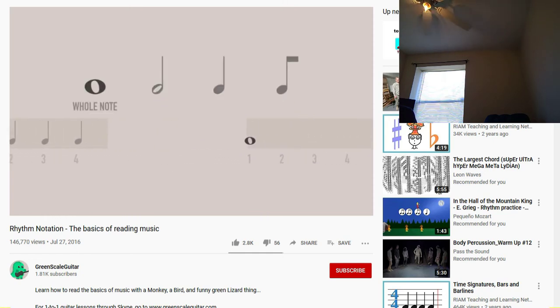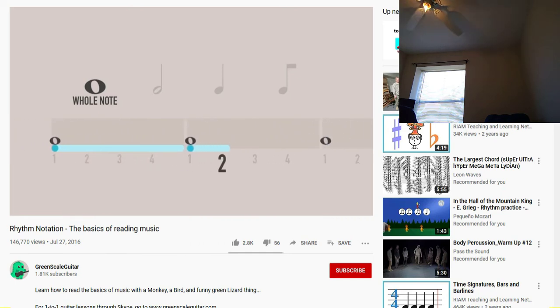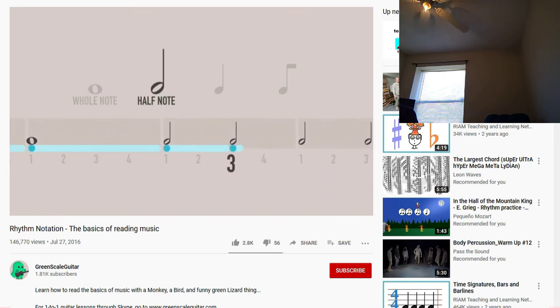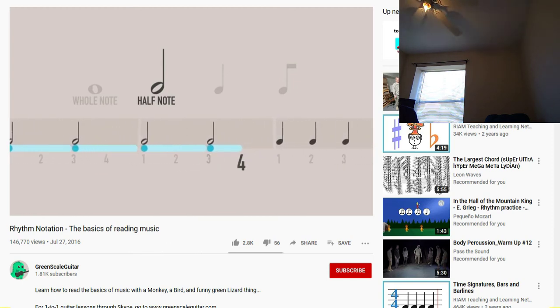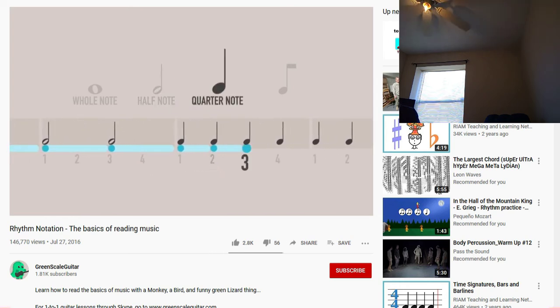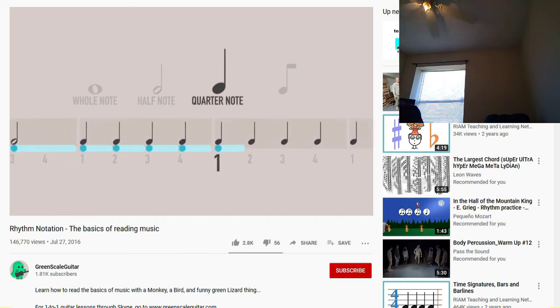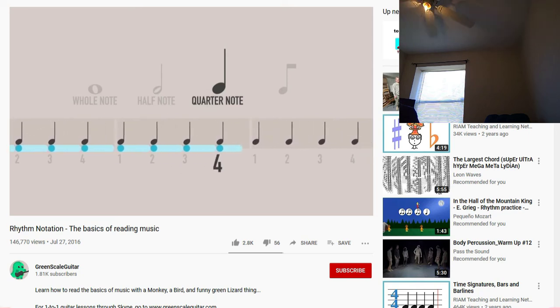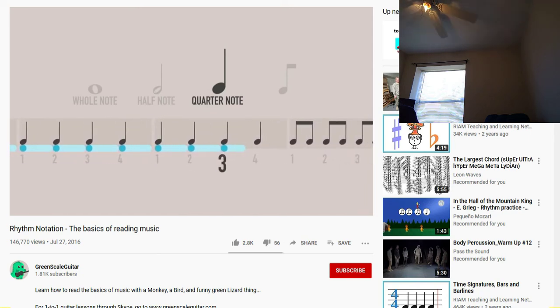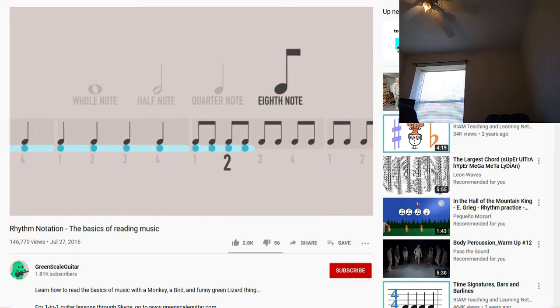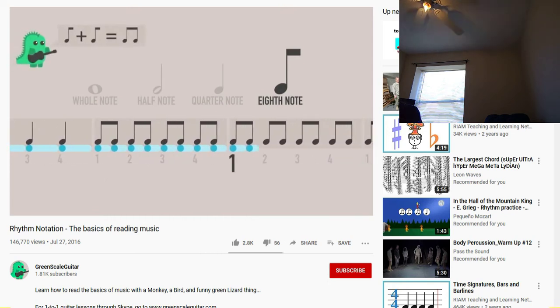First, we have the whole note. A whole note takes up a whole measure, leaving no room for anything else. This means it lasts for 4 beats. A half note takes up half a measure. This means it lasts only 2 beats. A quarter note takes only a quarter measure and lasts for 1 beat. And an eighth note takes up an eighth of a measure and lasts only half a beat.